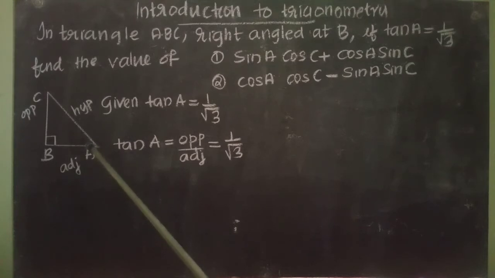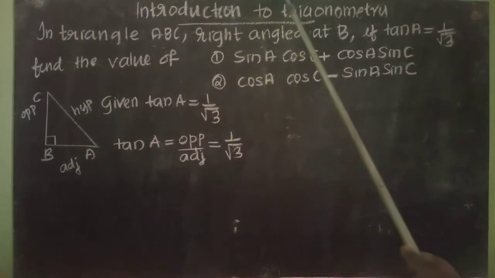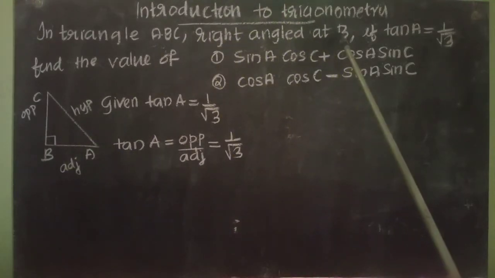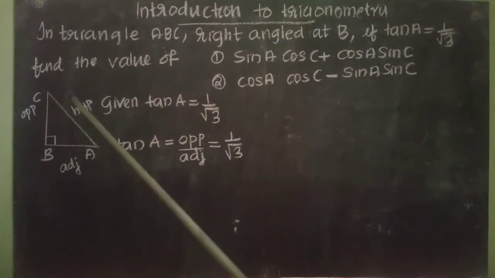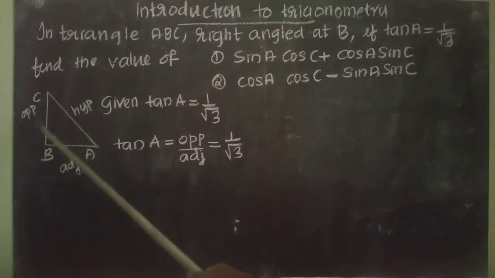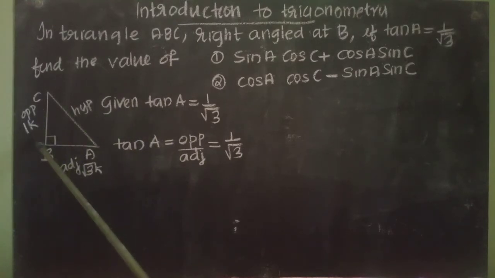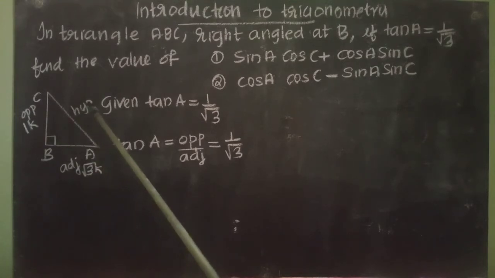So here I have drawn the right triangle, right angled at B, because in the question it is given right angled at B. Here angle A and angle C are the acute angles. Based on this angle A, this side AB is the adjacent side and the side BC is the opposite side. So let us mark the values there. So the opposite side is 1k, adjacent side is root 3k, hypotenuse is missing.